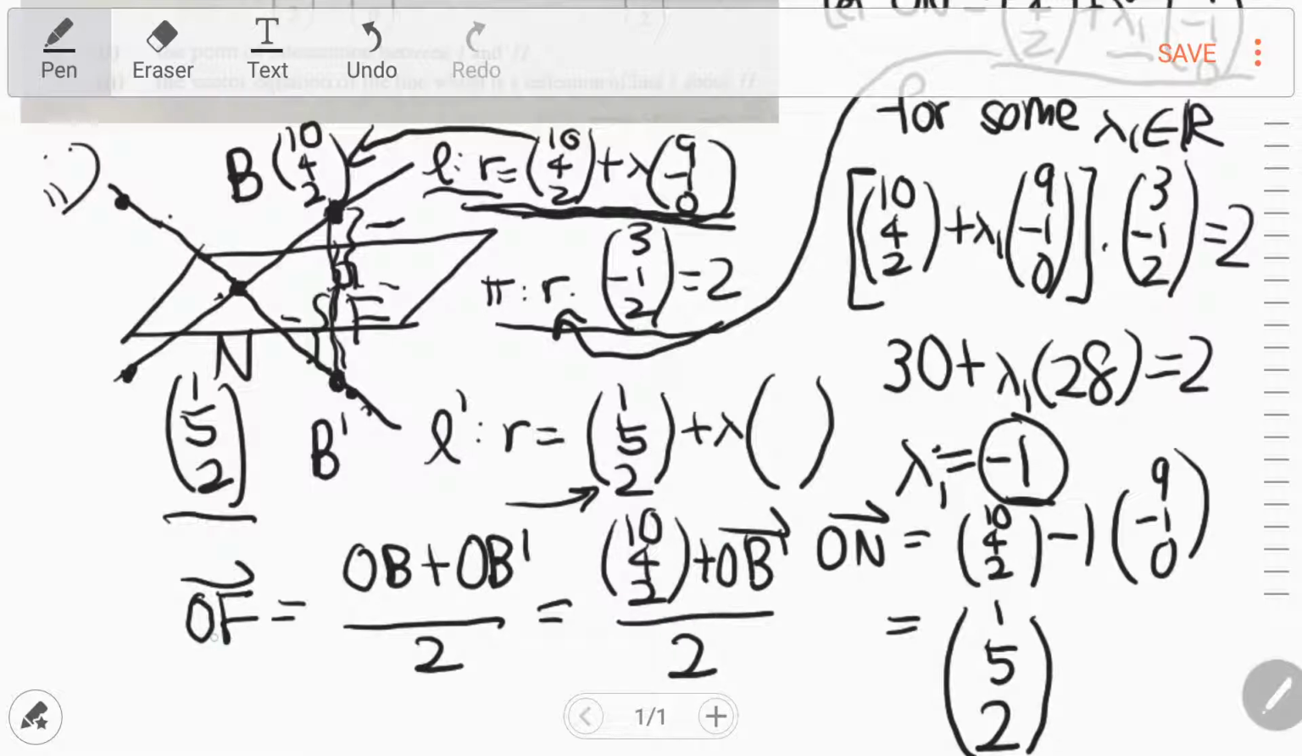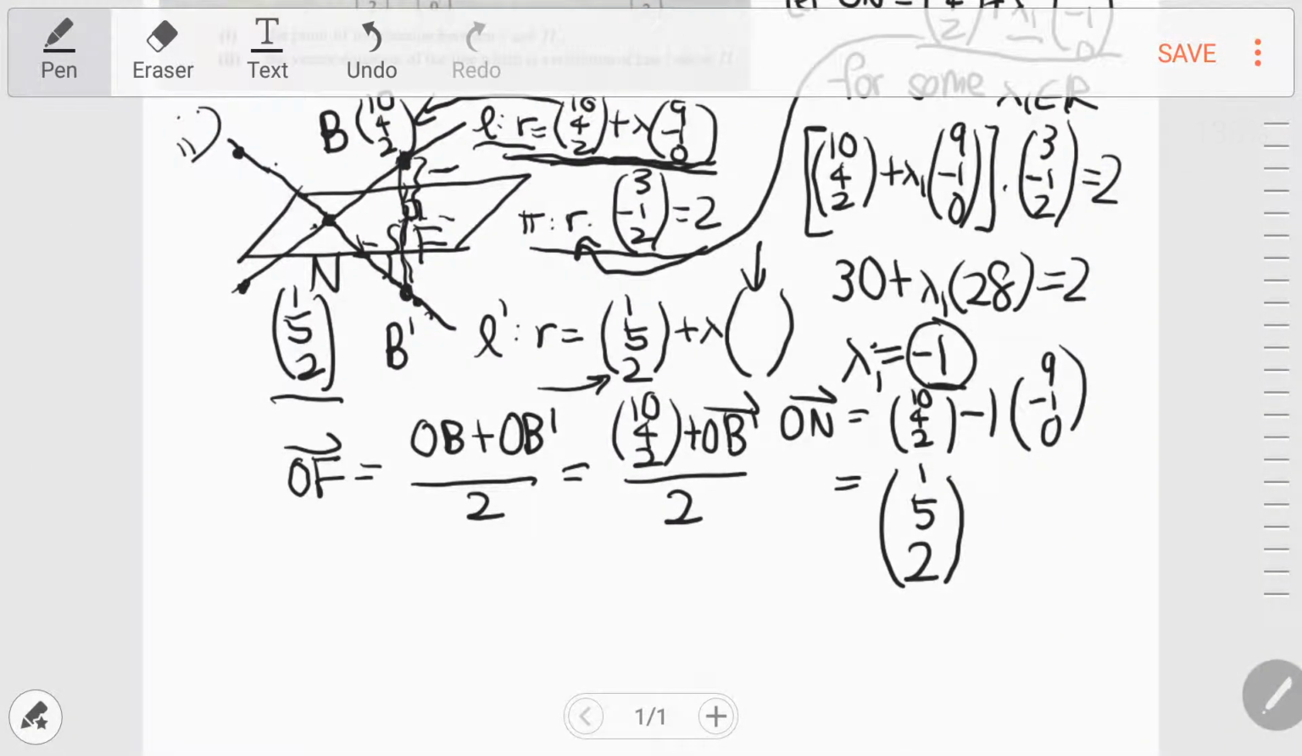And what we need to find is OF, because if we are able to find OF, then we are able to find our OB prime. With our OB prime, then we take B prime minus OB prime minus ON, and I get my MB prime, which will be the direction vector that we are looking for. So let's see what happens next.